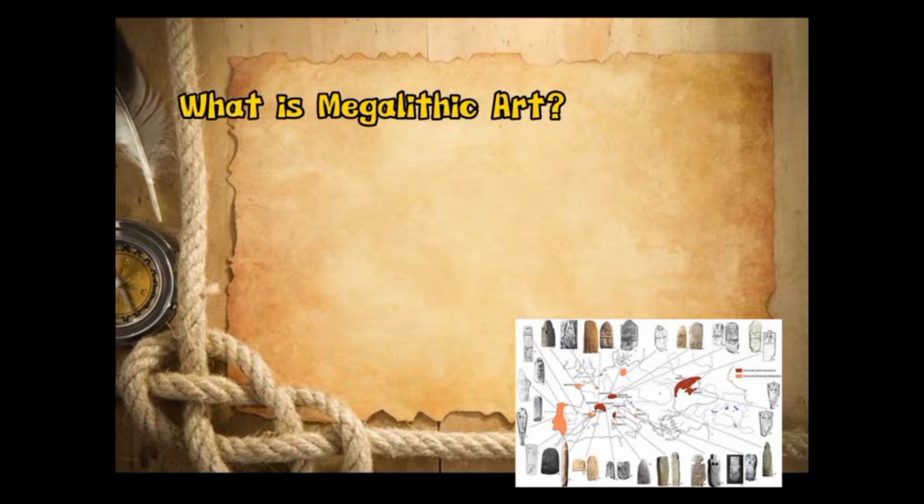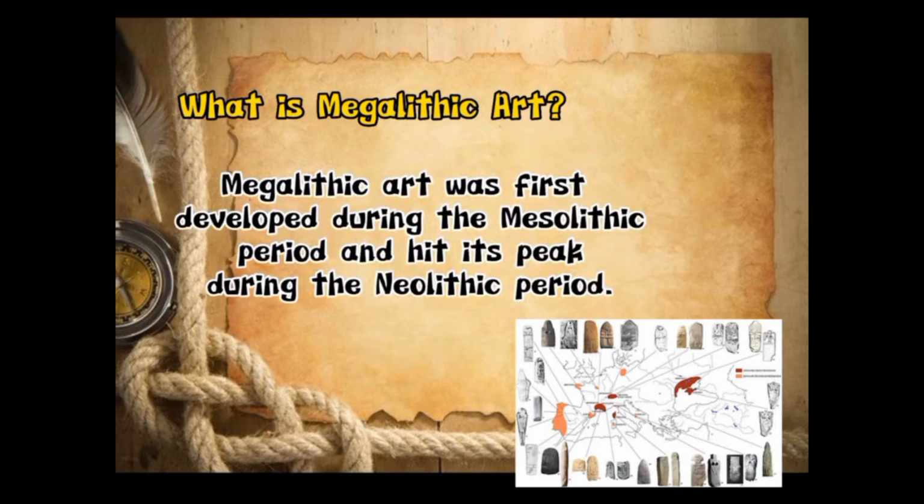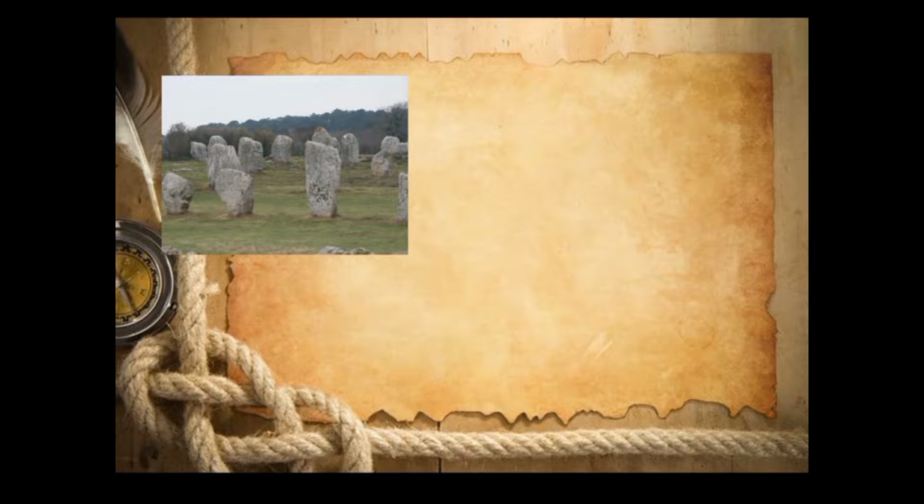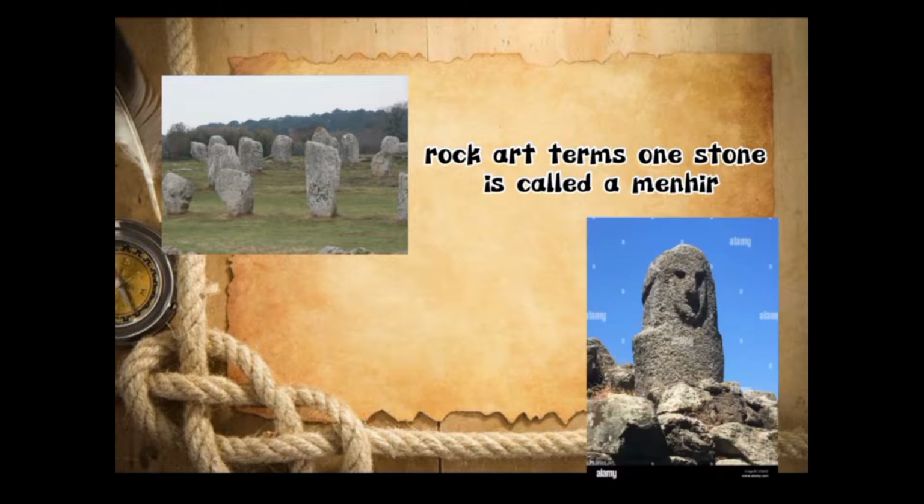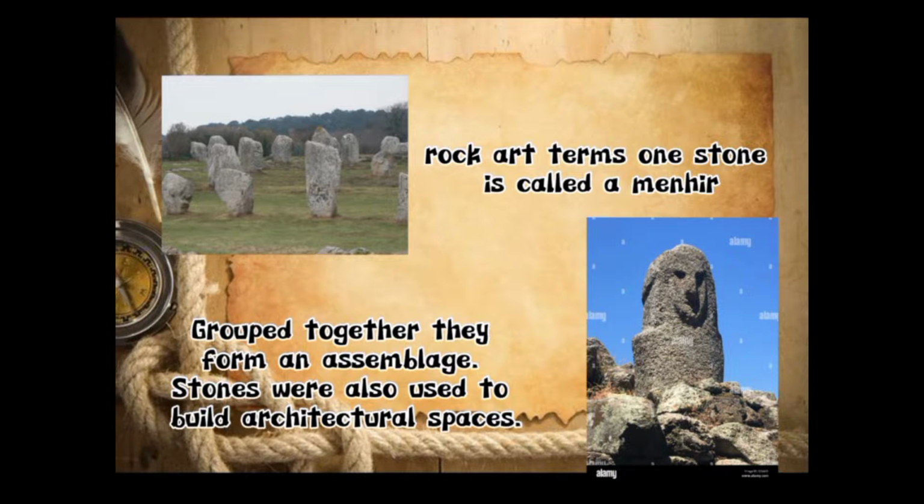So what is megalithic art? Megalithic art was first developed during the Mesolithic period and hit its peak during the Neolithic period. It was created with large, heavy stone that signified a sense of permanence. In rock art, one stone is called a menhir. This was often carved with patterns or pictures. Grouped together, they form an assemblage.